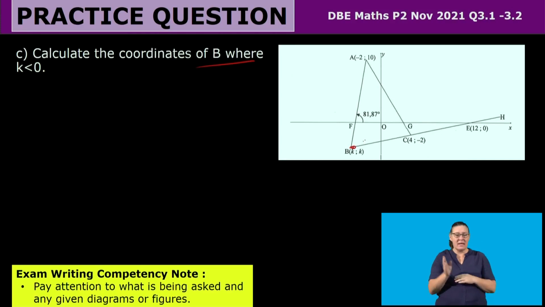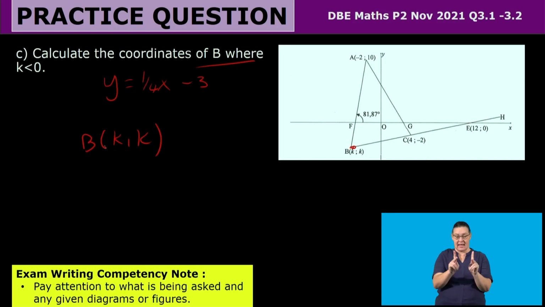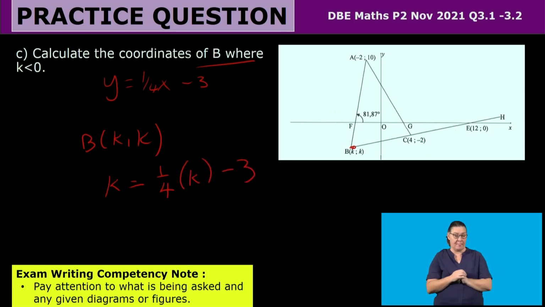Remember, B lies on this line that we just found the equation of. B lies on that straight line. So that equation we found was y is equal to a quarter x minus 3. B has the coordinates k, k. So therefore, those coordinates lie on this line. So if I substitute y is k, then I should get out the other value for x, which is k as well. And we substitute into that formula to work out what k is. So we get k is equal to k over 4 minus 3.